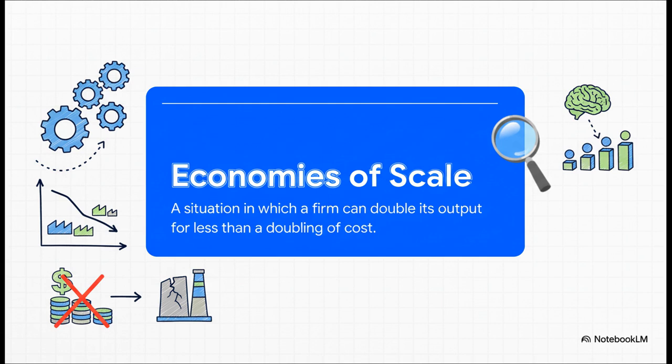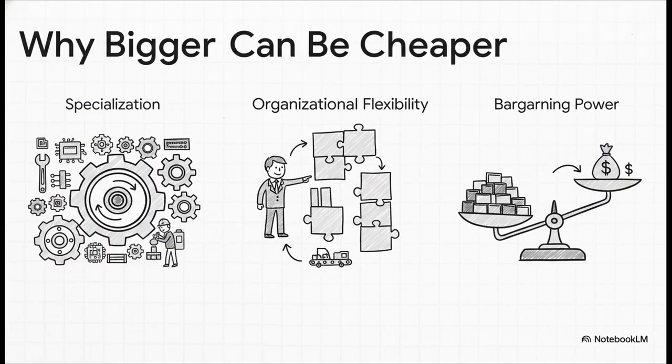But why? How does that work? Well, it boils down to three main reasons. First, specialization. In a bigger company, workers can focus on the one or two things they're amazing at, instead of one person trying to do 10 different jobs. That makes everyone way more efficient. Second, size just gives you more flexibility to organize your production lines in smarter ways. And third, you get buying power. When you're buying your supplies by the truckload instead of by the box, you can bet you're going to negotiate a much better price.